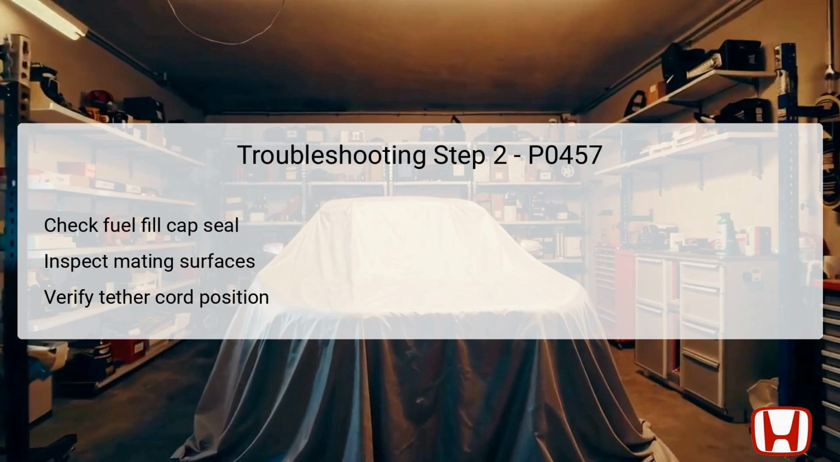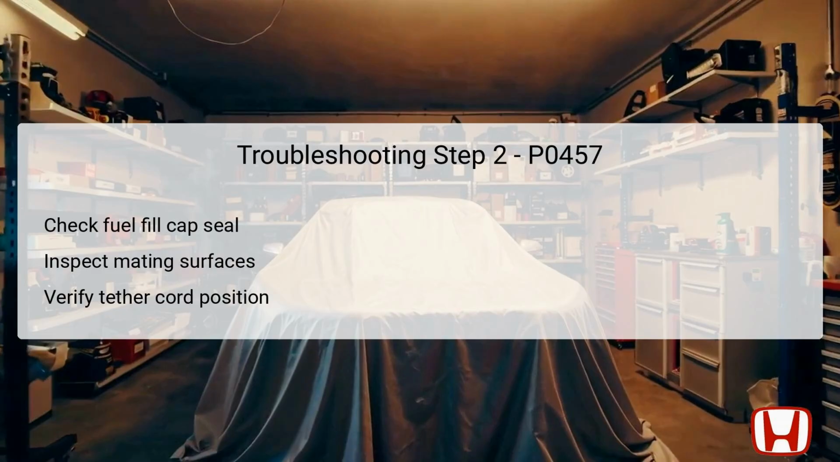This fuel fill cap seal plays an essential role as it helps prevent fuel vapors from entering the atmosphere. If the seal is missing or damaged, it will create an immediate failure in the EVAP system. In addition, the technician should inspect the mating surface of the fuel fill pipe to ensure it is free of debris or corrosion, which could impede the seal's effectiveness.